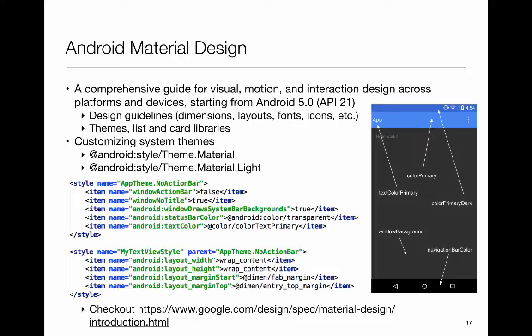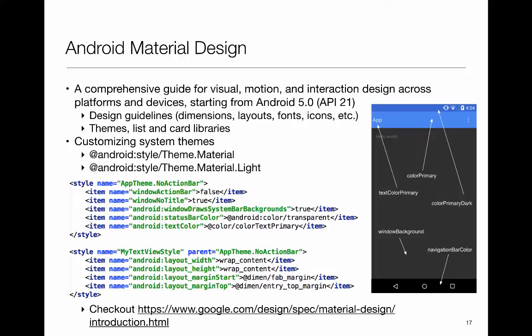It's a comprehensive guide for visual, motion, and interaction design across different platforms and devices. So you would think that if you comply with the rules in material design, your app should look uniform and consistent across different devices like your Android phone, your Android tablet, or even a Chromebook. It includes a bunch of things: it suggests how you should size your UI components, what the dimensions of each UI component like buttons and text fields should be, and how you should place your components next to each other. And they even include a library of fonts and icons you can use.